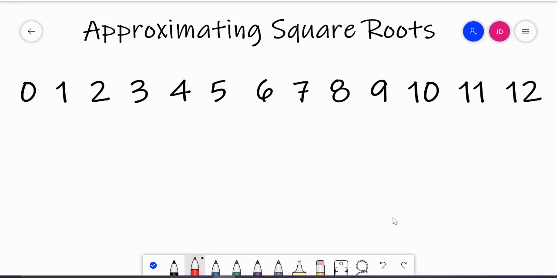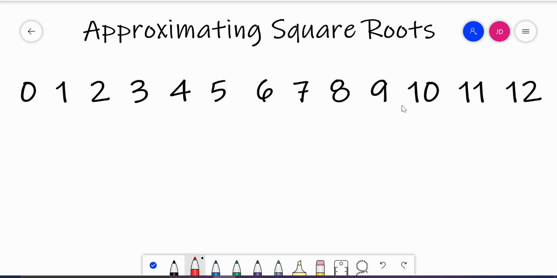In today's video, we're going to be approximating square roots, and we're going to dig into seeing what a square root really is, or a radical really is. All right, so we have this list of numbers 0 through 12, the integers from 0 through 12, whole numbers. Natural would be just 1 through 12. But we have these numbers because we're going to use them to figure out what our perfect squares are.